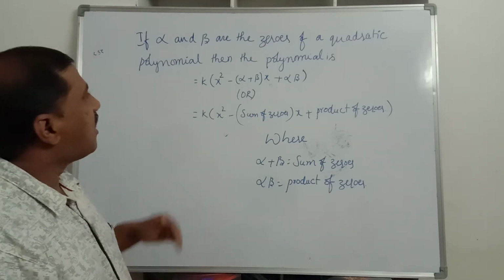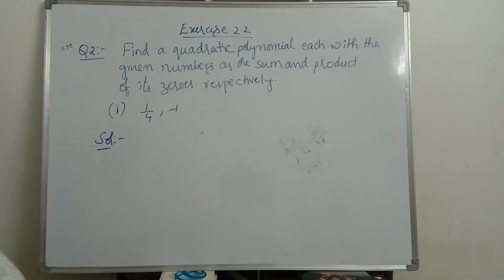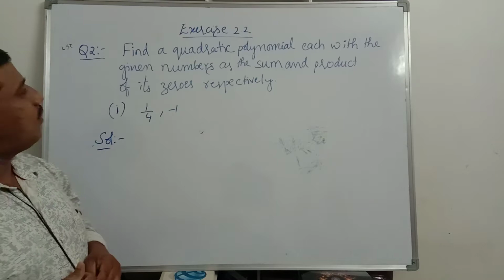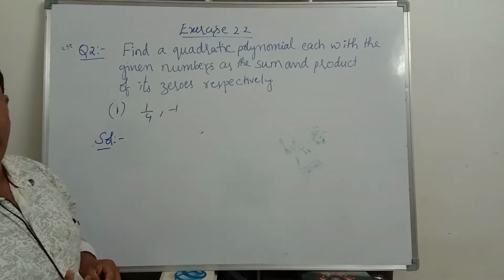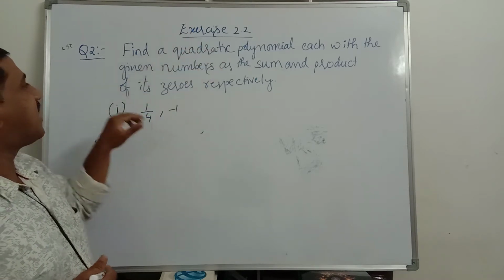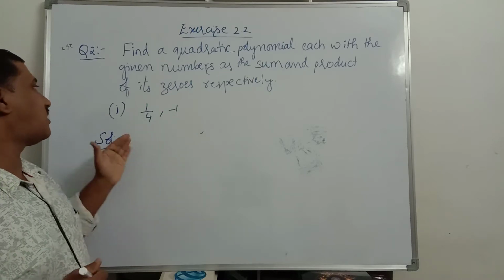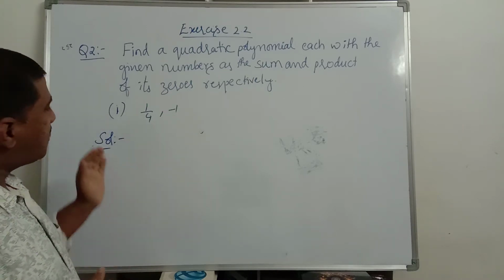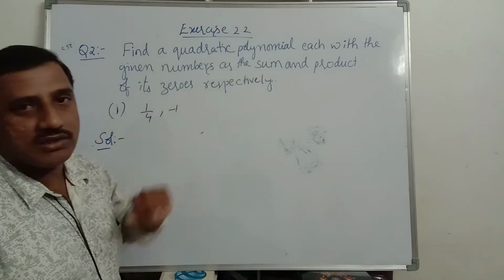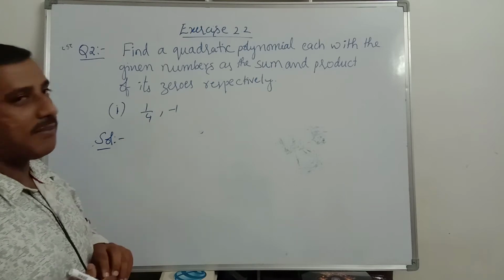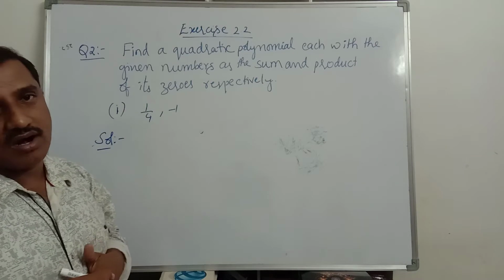Now we will discuss problems related to this concept. Exercise number 2.2, second bit. Find a quadratic polynomial, each with the given numbers as the sum and product of its zeros respectively. Two numbers are given in each problem. The first number represents the sum of the zeros and the second number represents the product of the zeros. Then we need to find the quadratic polynomial.